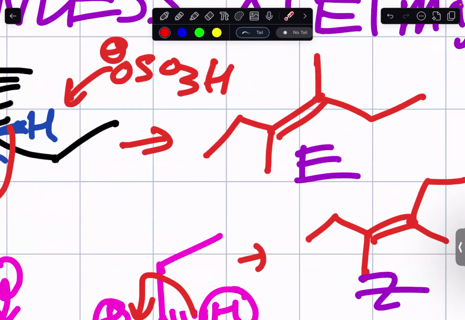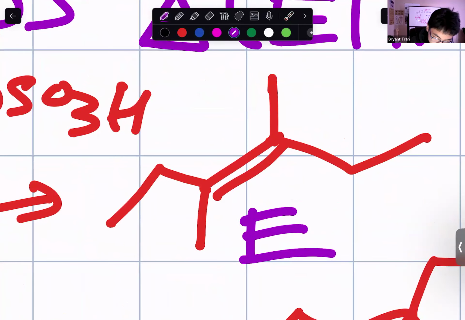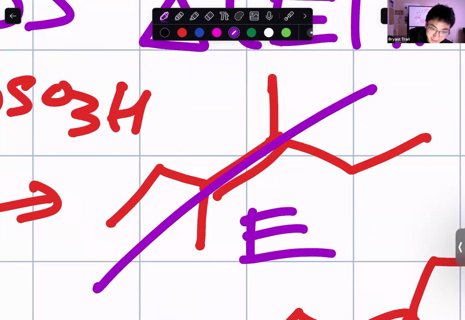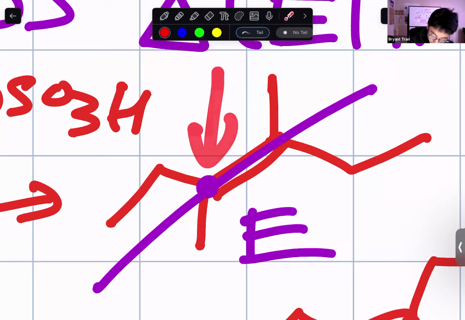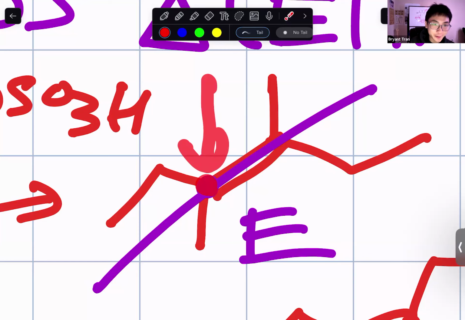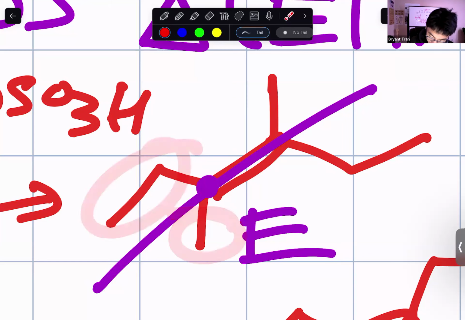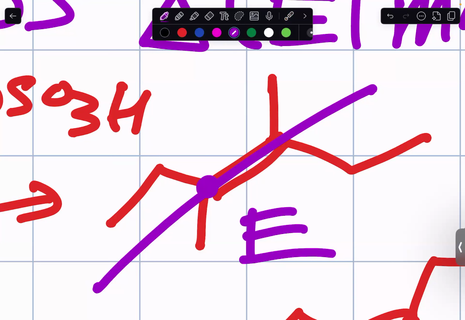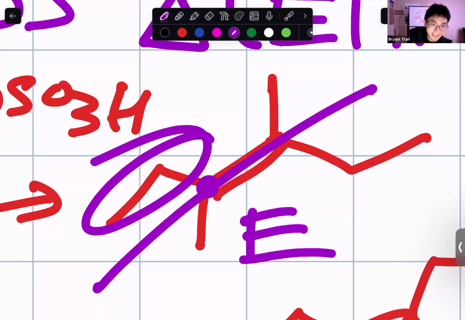So the way to think about it is to make a line through the double bond like that. Wherever the double bond is, just make a line through that double bond. Focus on one carbon at a time. Let's focus on this left carbon right here. What would you say is the higher priority group? It's okay if you forgot, but what would you say, this ethyl group or methyl group? It would be the ethyl group, right? Yes, correct. That's the high priority group for this carbon here.